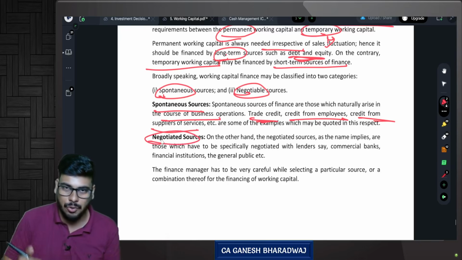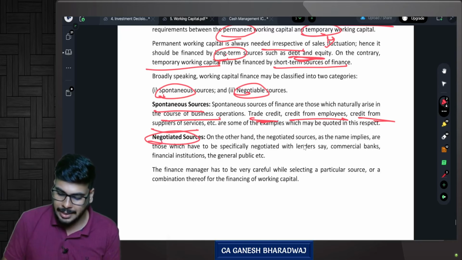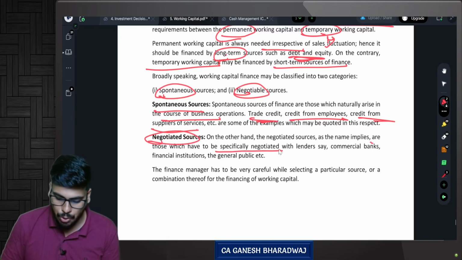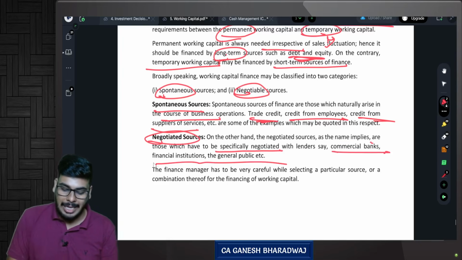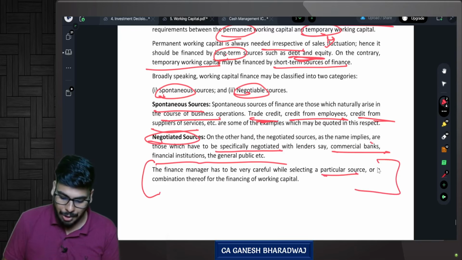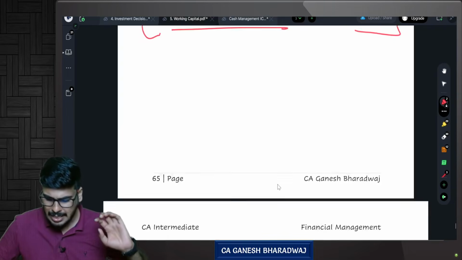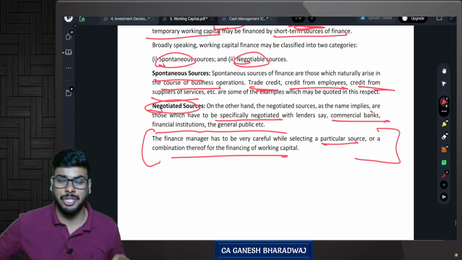Whereas negotiated sources is what you going to a bank and asking for some loan. On the other hand, the negotiated sources, as the name implies, are those which have to be specifically negotiated with the lenders, say commercial banks, financial institutions, general public, etc. And the finance manager has to be very careful while selecting a particular source or a combination thereof for financing of working capital. Are you clear with this? This is basically a theoretical part, and with this we have completed this particular chapter.